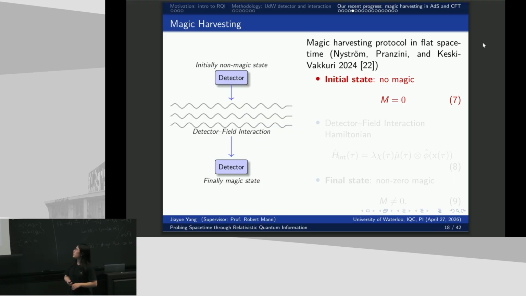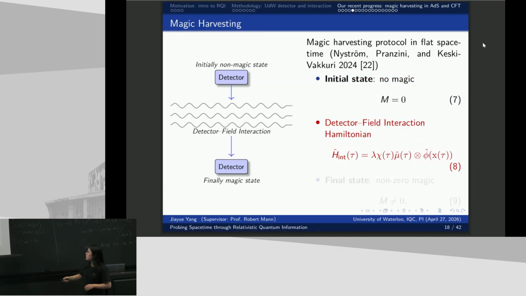And recently, the group Nystrom, Pazani, and Kiski showed that you can harvest a magic resource from the vacuum state of a quantum field in Minkowski spacetime. They start with an initial state that has no magic, so it is the ground state of the detector. After the detector-field interaction determined by this Hamiltonian, they find that for the final state, the detector becomes a magical state, so it has non-zero magic. In this protocol, they show that you can really harvest the magical resource from the vacuum of a quantum field.